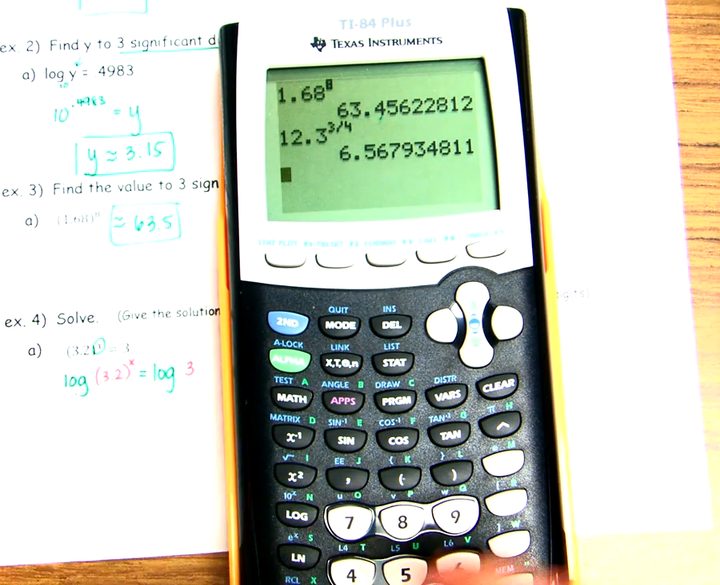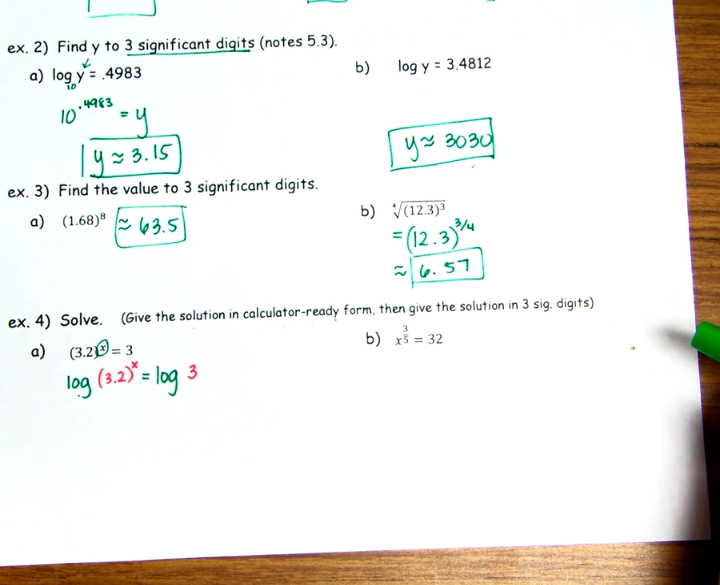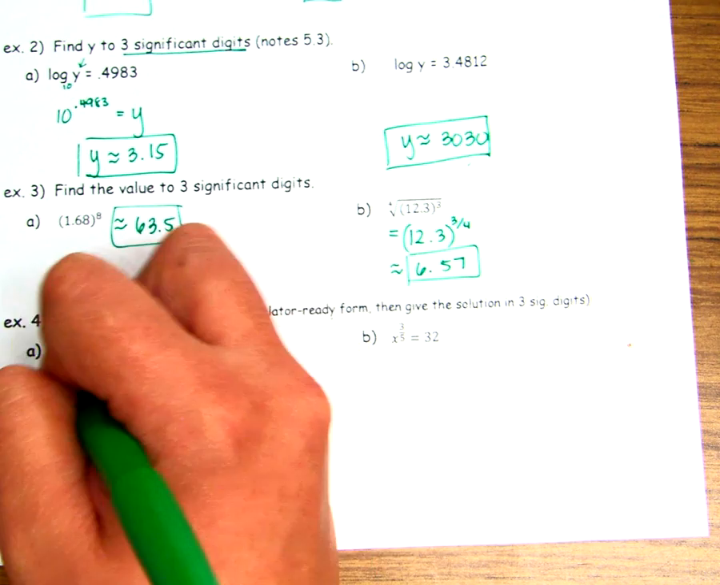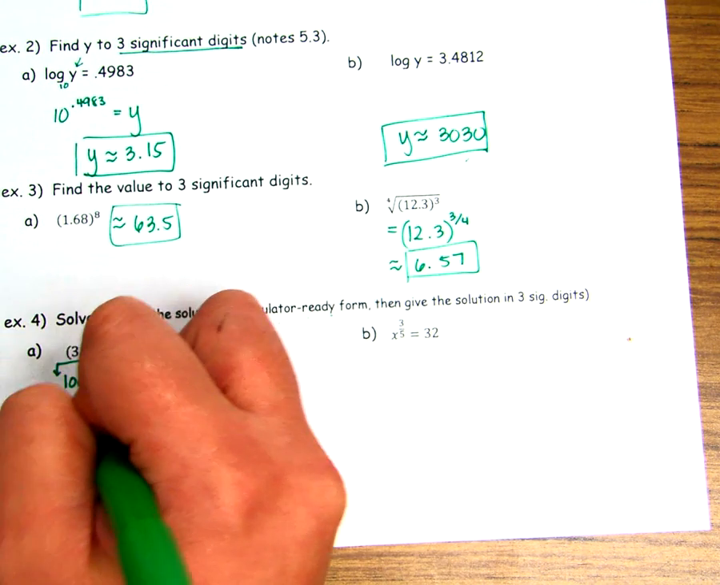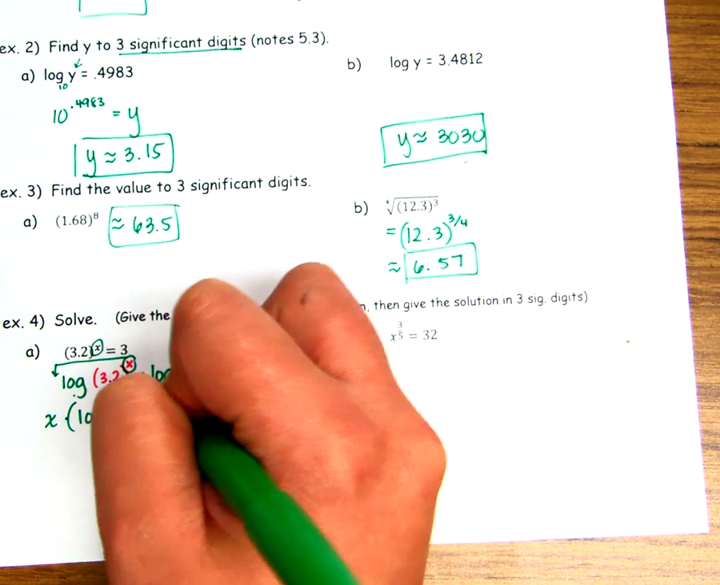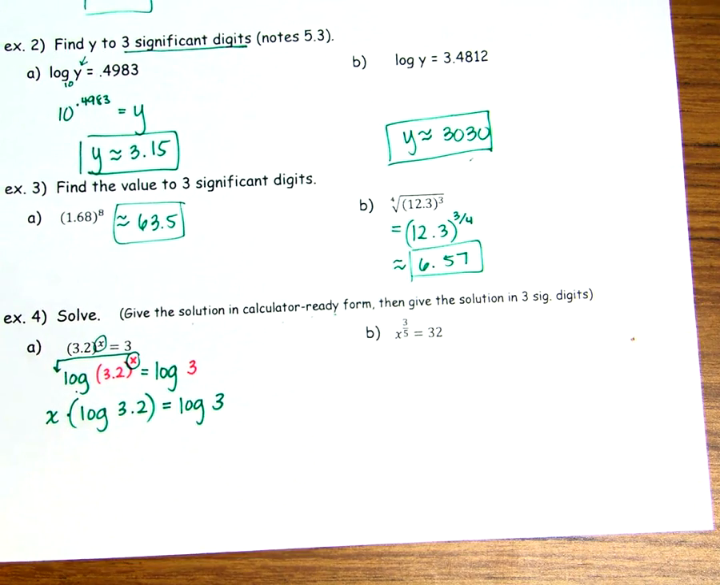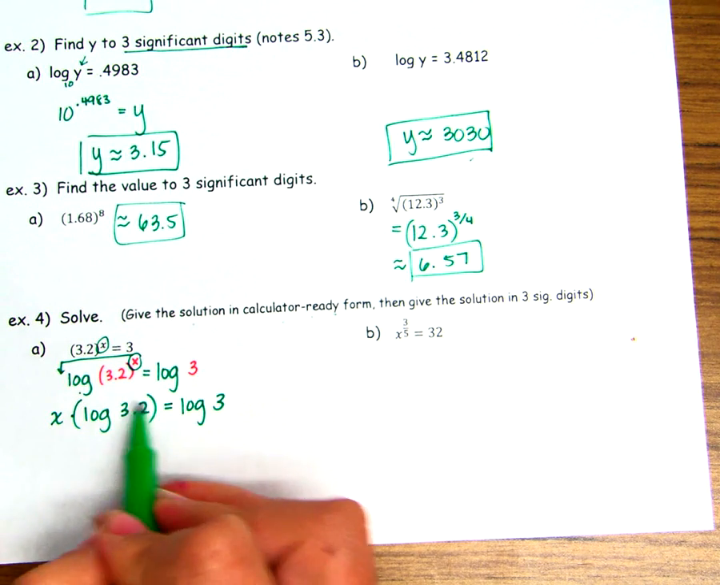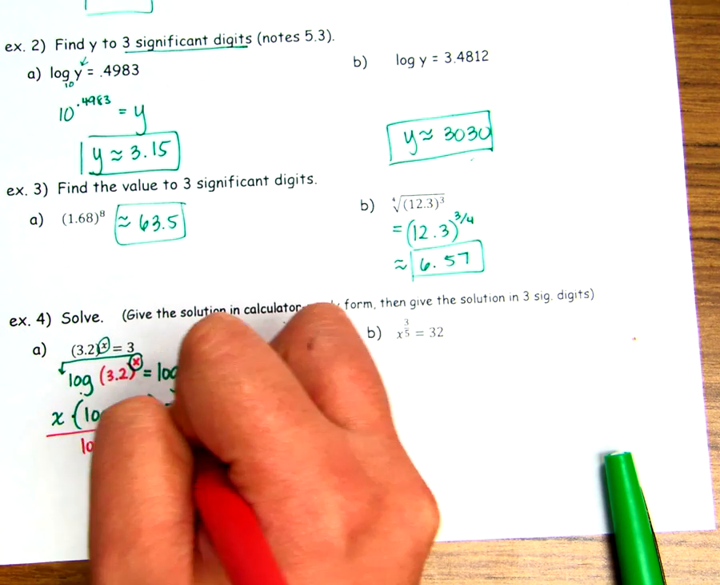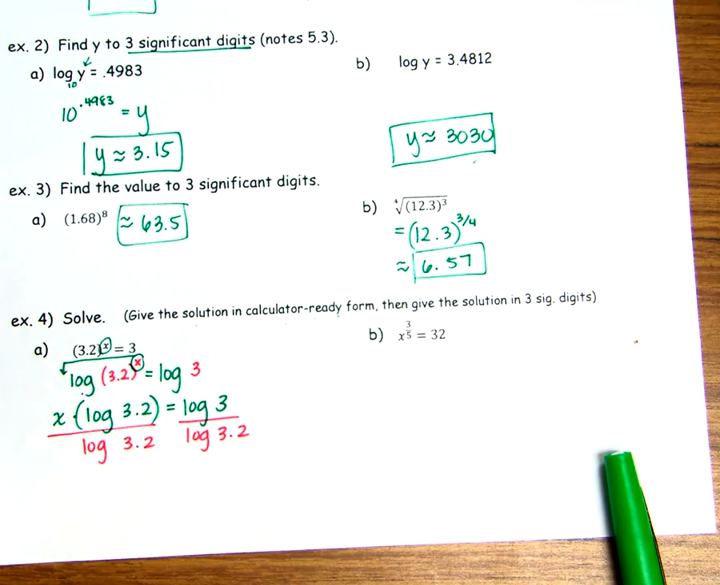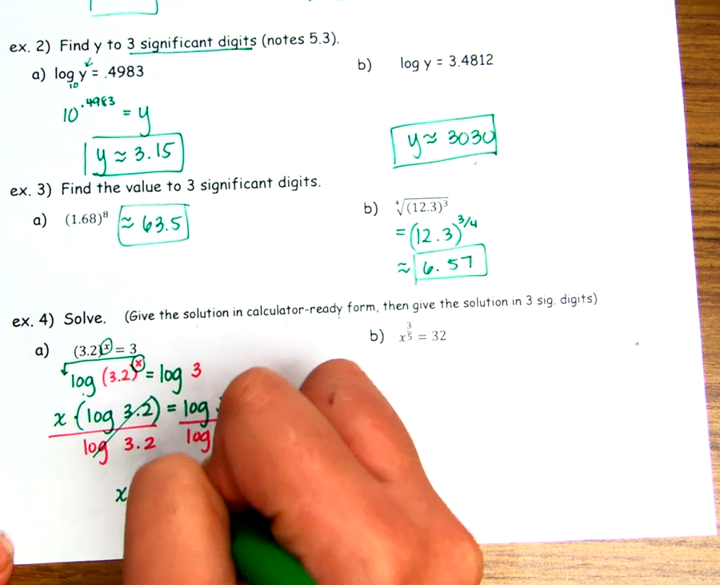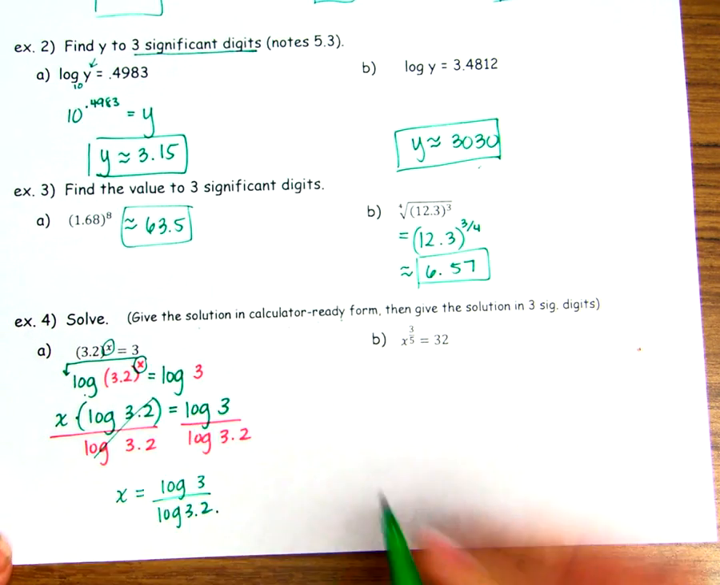So I'm going to take the log on both sides. And it's the same thing as if you're adding to both sides or subtracting from both sides or multiplying to both sides. That is allowed. So in this case, I'm going to go ahead and lower my x. So this is equivalent to x times log of 3.2, and this entire thing equals log of 3. Now because I want x by itself, I'm going to have to get rid of this log of 3.2. So I'm going to divide both sides by log of 3.2.